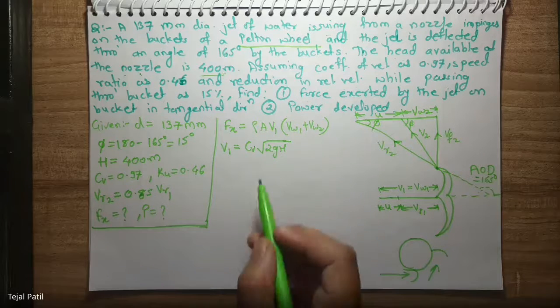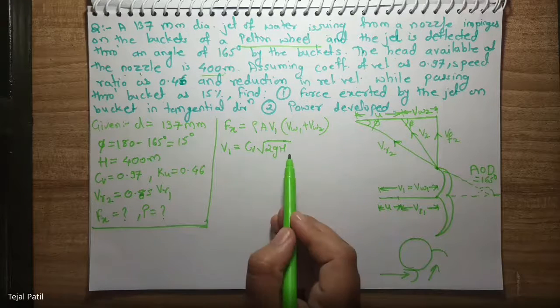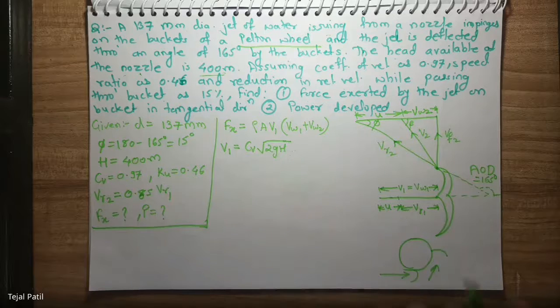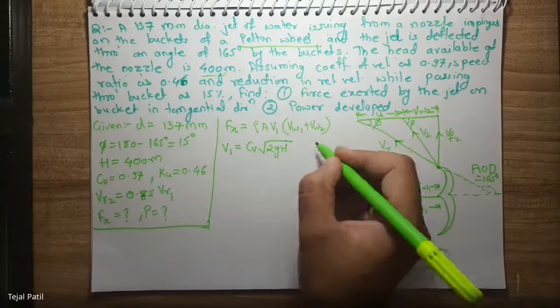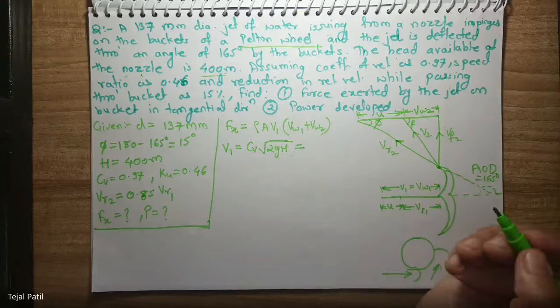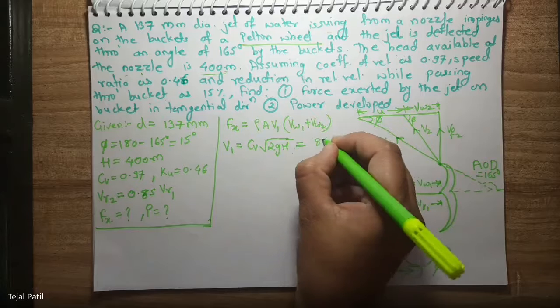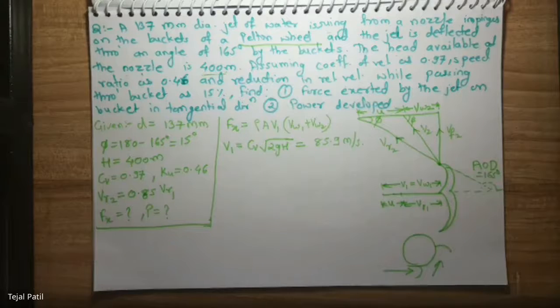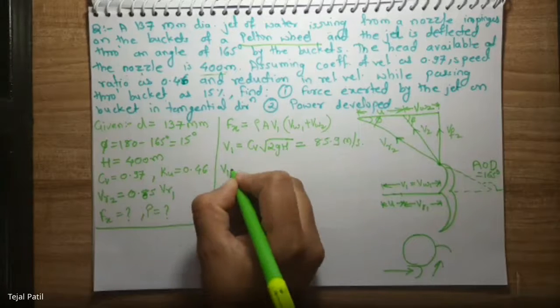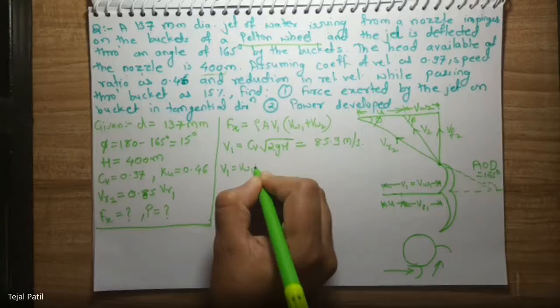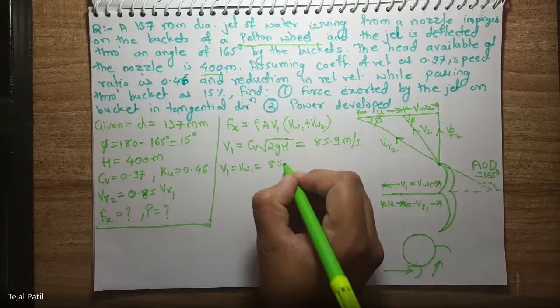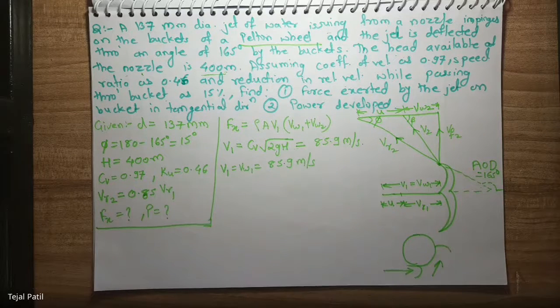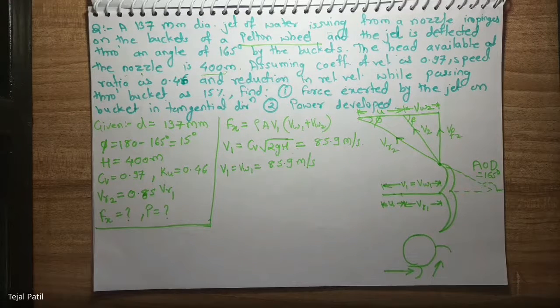So here you can see Cv is known to you, H is known to you. Put the values of Cv and H. g is also known to you as 9.81, and you will get V1. So how much is V1 now? 85.9. So it is 85.9 meter per second. Now once you have found V1, you can write V1 equal to VW1 equal to 85.9 meter per second. Now this is done. Inlet triangle is done.